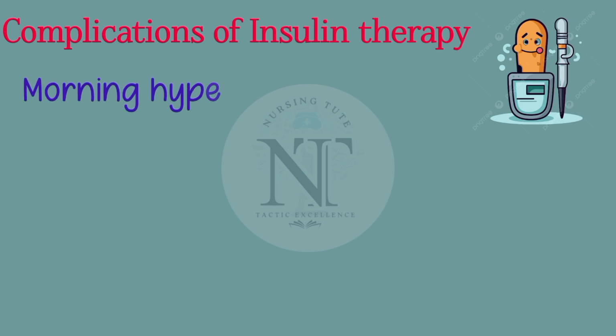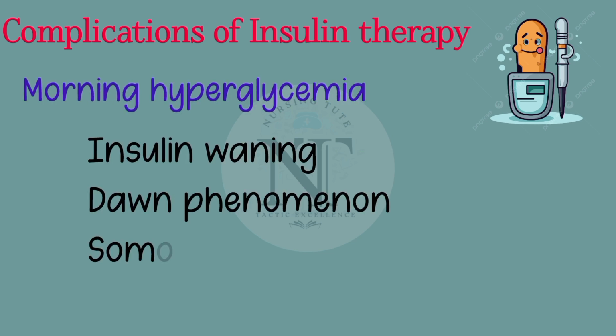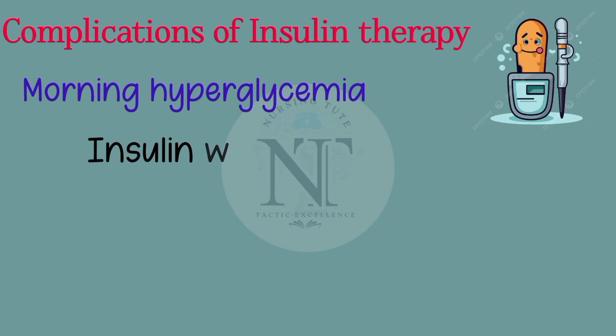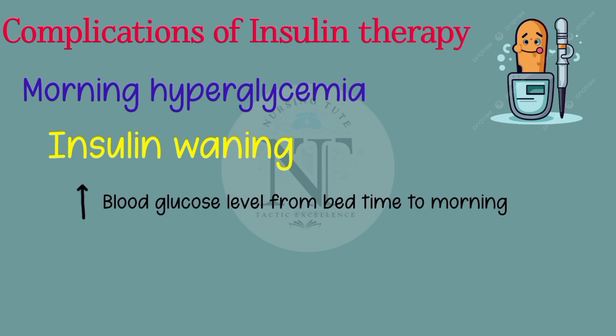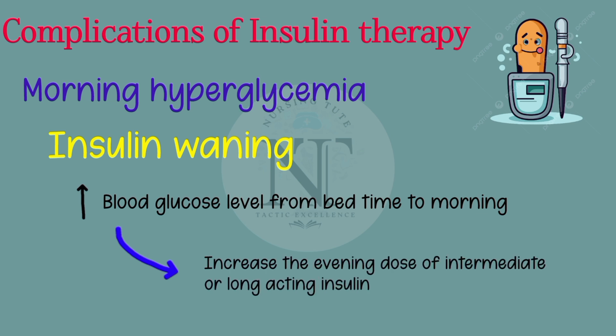Then morning hyperglycemia. In this we will discuss three phenomena, which are insulin waning, dawn phenomenon and Somogyi effect. In insulin waning, there is a progressive rise in blood glucose level from bedtime to morning. In order to prevent this, we have to increase the dose of insulin at evening time, or if the patient is not on evening insulin, we have to institute a new evening insulin dose.